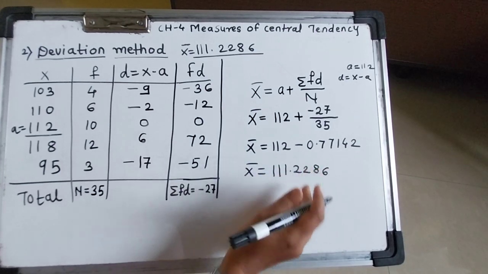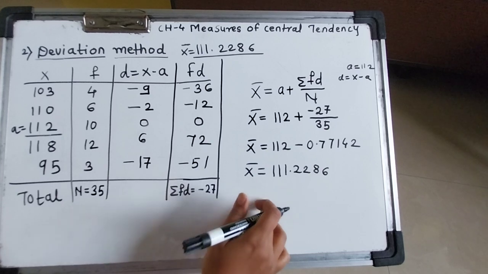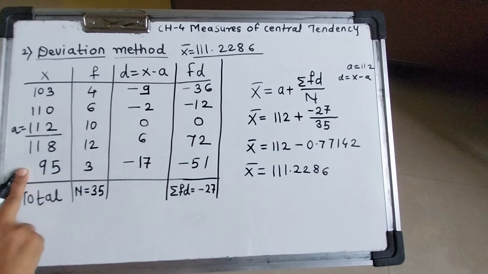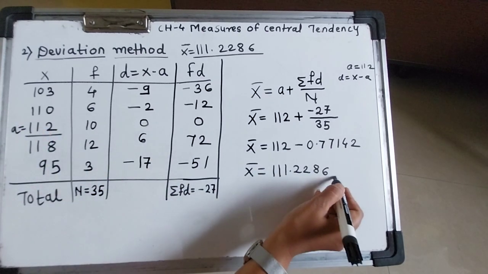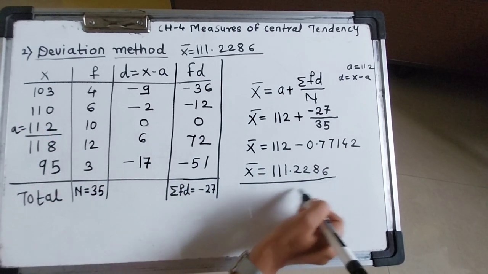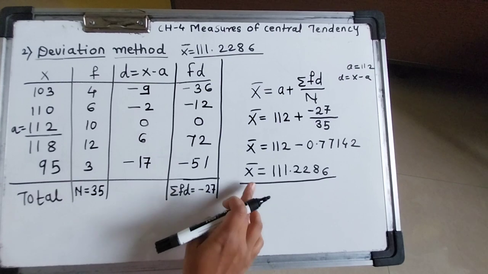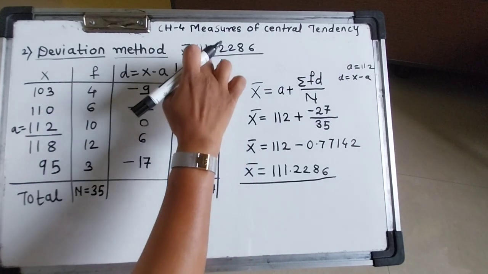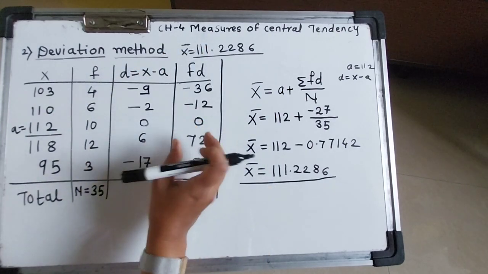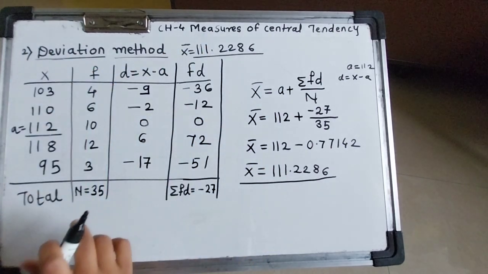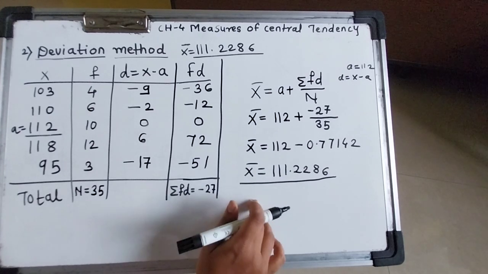So the required answer is 111.2286. See, in the book they used assumed mean 100, and I used assumed mean 112. So the answer is the same. By the deviation method the answer is the same, and by the direct method the answer is the same. Only the calculation part is reduced by the deviation method. Okay. Got it?